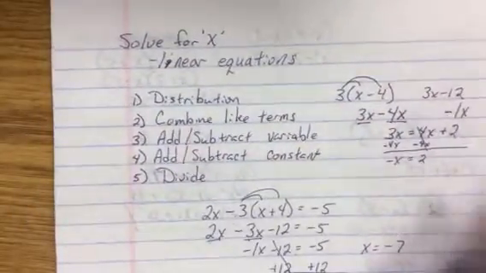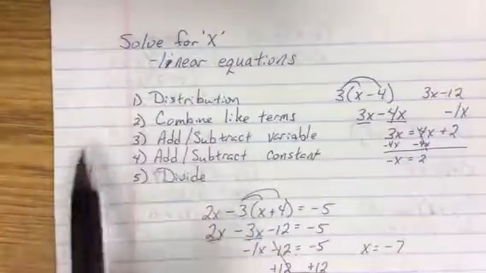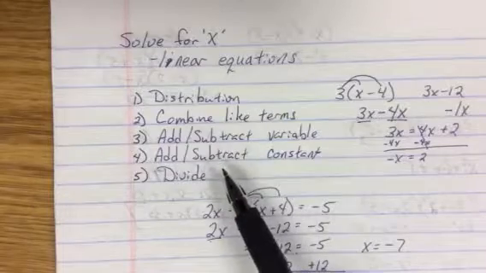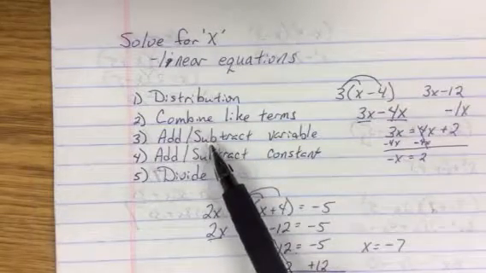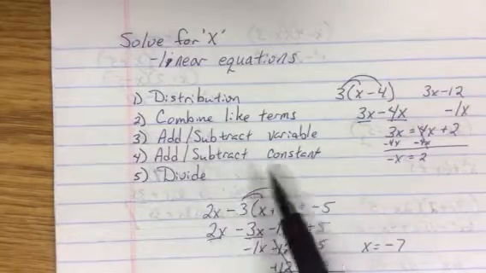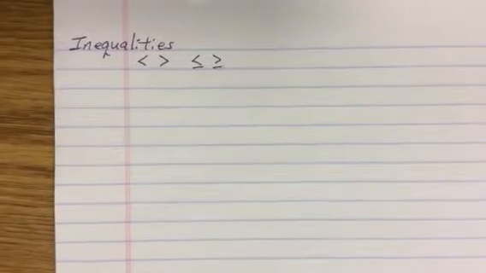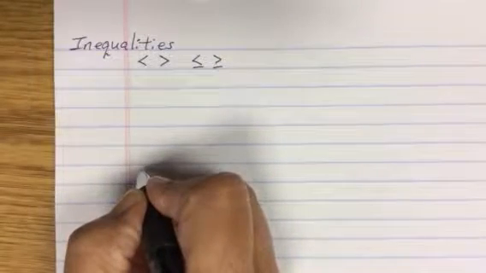Remember these 5 steps from earlier? These same 5 steps are still in play. Distribution, combine like terms, add, subtract variable, add, subtract constant, divide. These 5 steps still in play. We're just going to add a couple steps to them. Okay? So let's start with what is it?